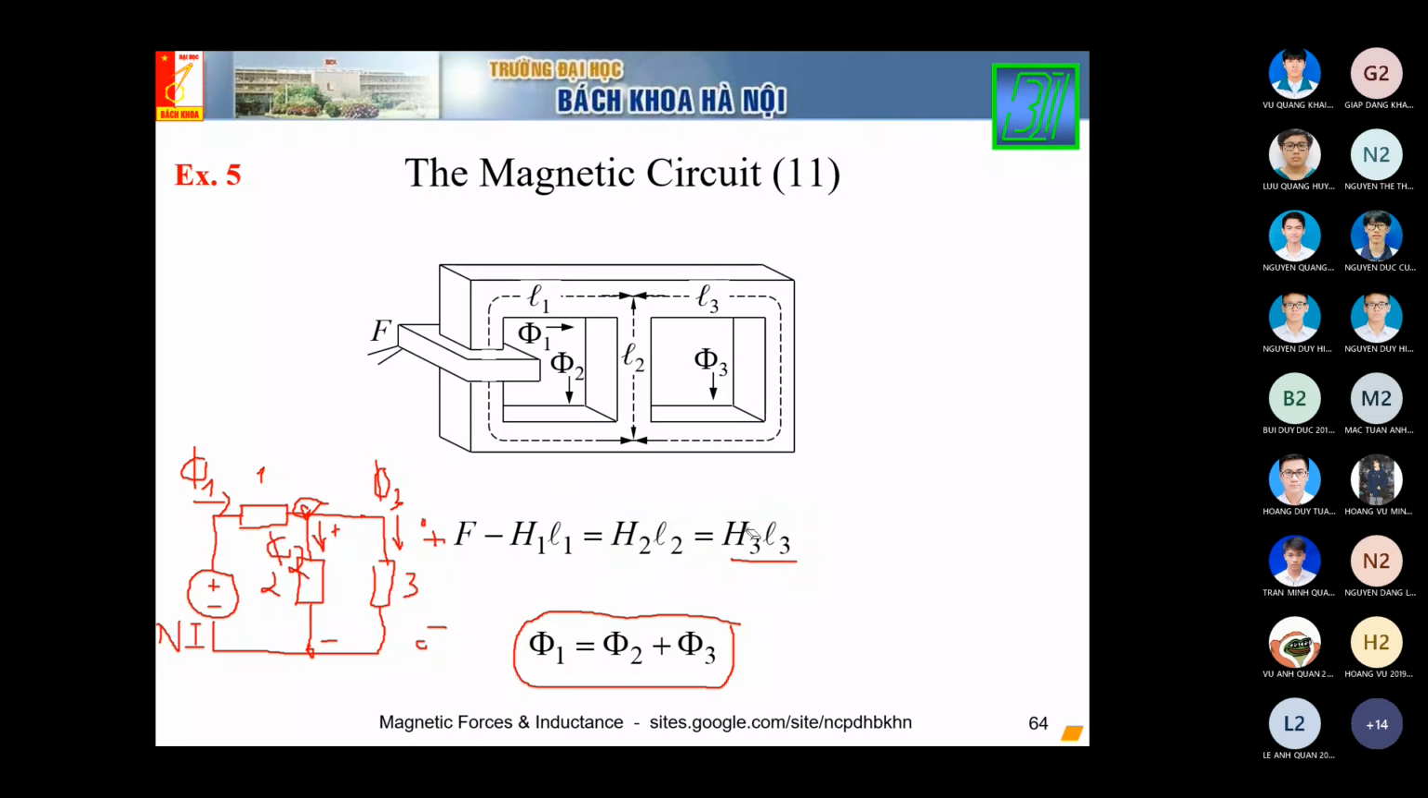Are you okay? So, in short, applying KCL to this node, I have the first equation. Applying KVL to this loop, I have this equation. And applying KVL to this loop, I have the last equation here. Are you all right?